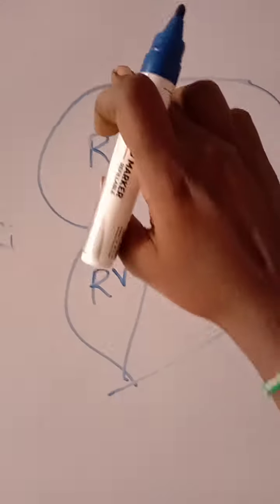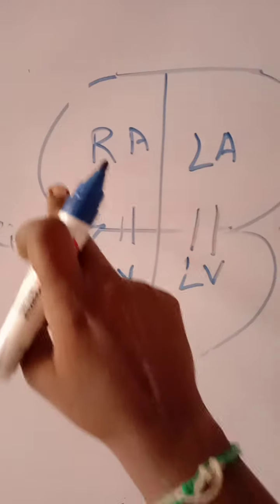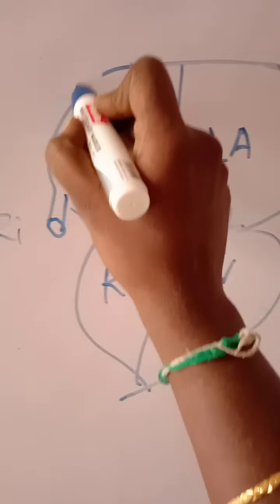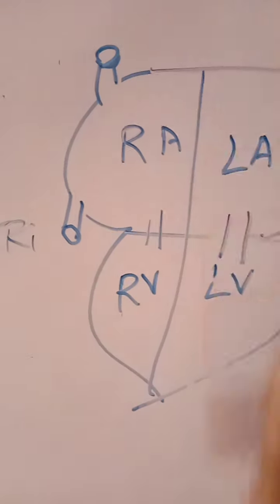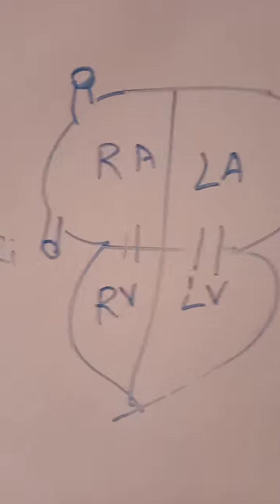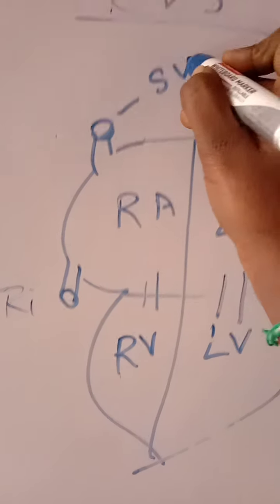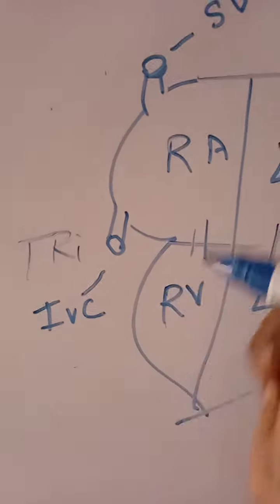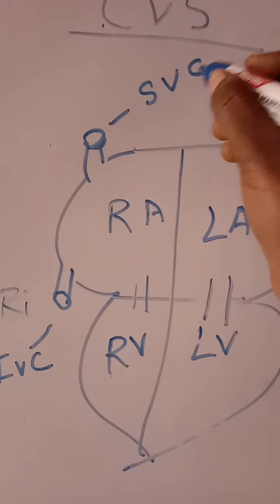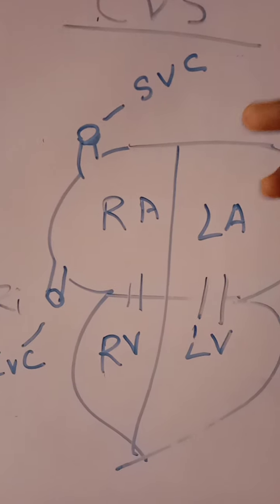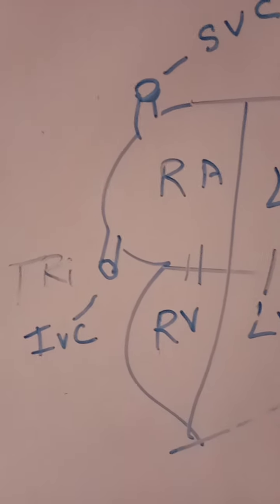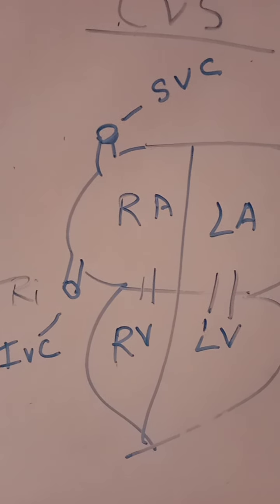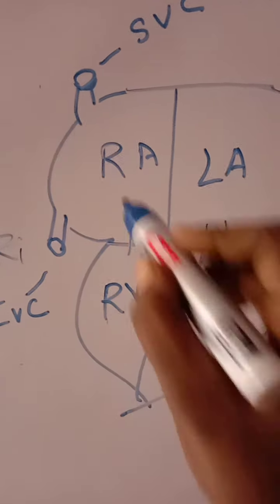Now let us see the physiology of that. The right atrium is the one which receives all the deoxygenated blood from all the parts of the body. This is the superior vena cava and this is the inferior vena cava. The superior vena cava will receive deoxygenated blood from the top of the body, and the inferior vena cava will bring the deoxygenated blood from the lower part of the body into the right atrium.